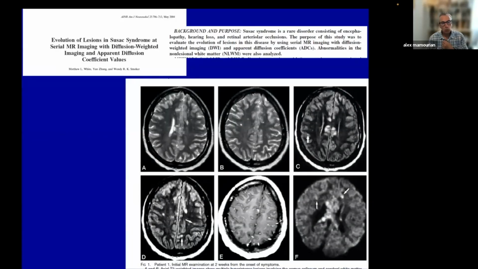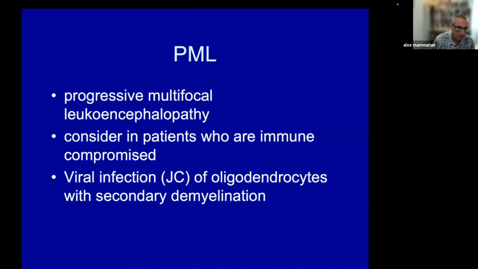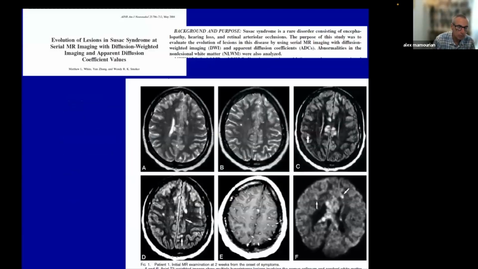This is an unusual disease. I can't say I've seen many cases of this over my career, but this was a paper from 2004 that talks about this disorder. It's called Susac syndrome. That's not an acronym. That's actually the name of the individual who described it.